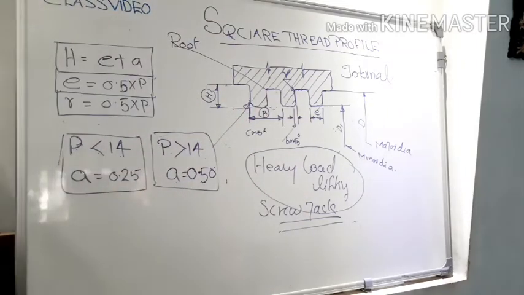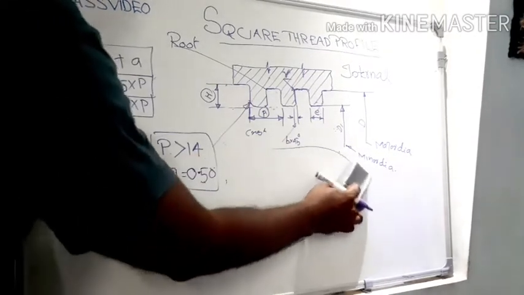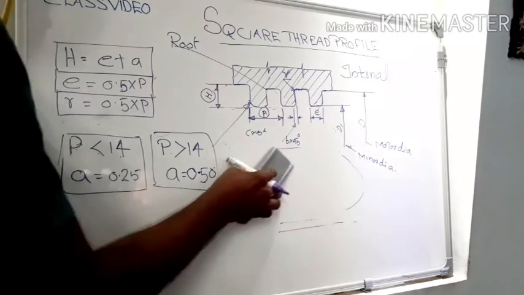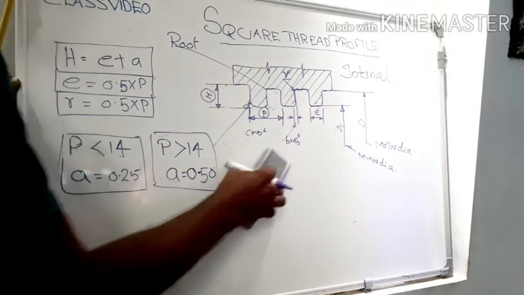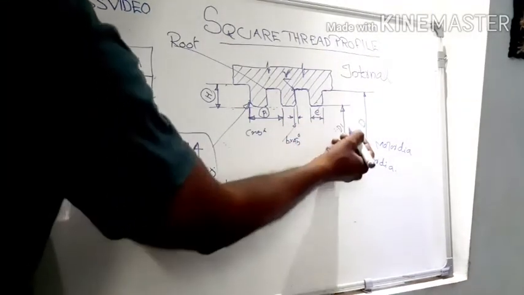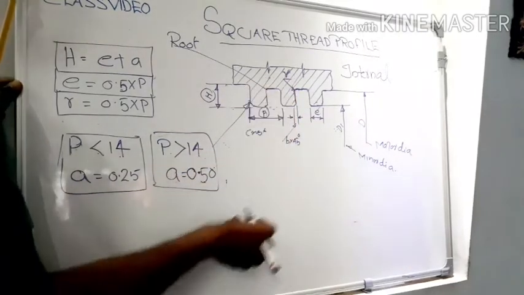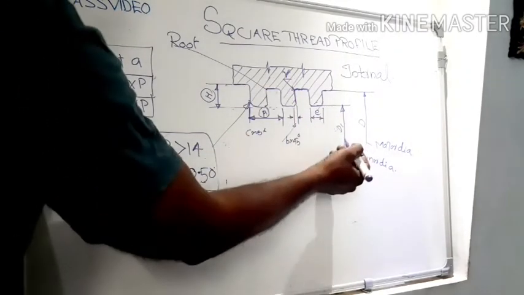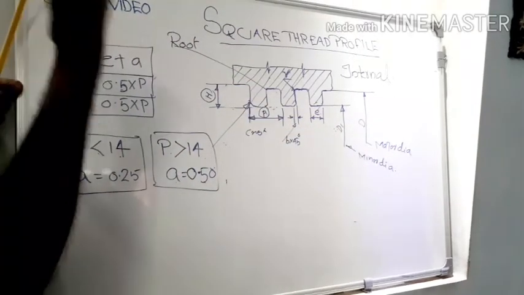Here, this figure shows an internal cross-sectional view of a square thread. All parameters are marked with capital letters. That means if our thread is internal, the parameters are marked by capital letters.